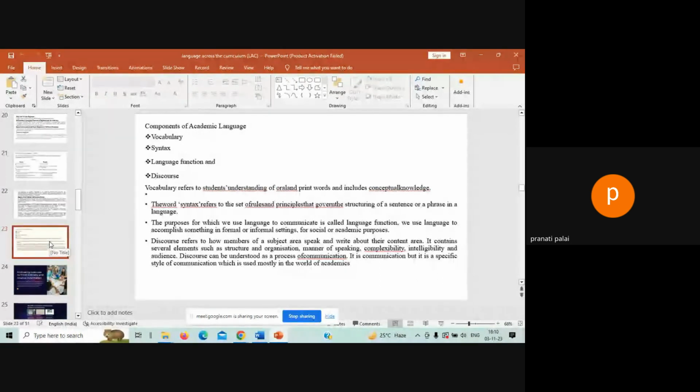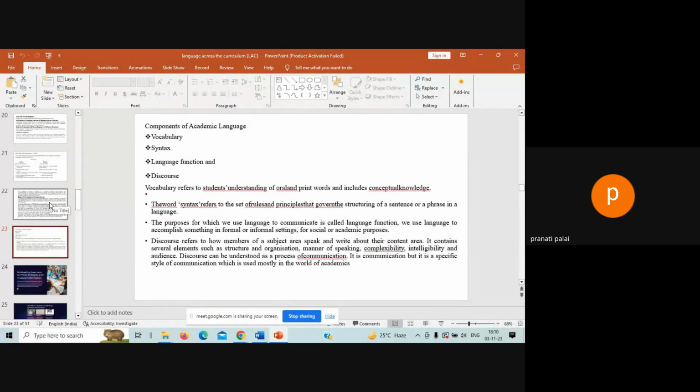So we must develop within the child. So difficulty is because they are not properly acquainted with the language. So this problem arises due to the fact that they are not properly acquainted with the particular language used in different disciplines. Next is your components of academic language.